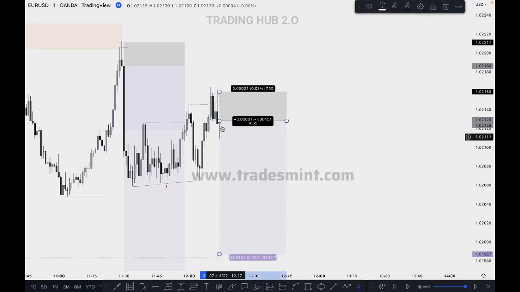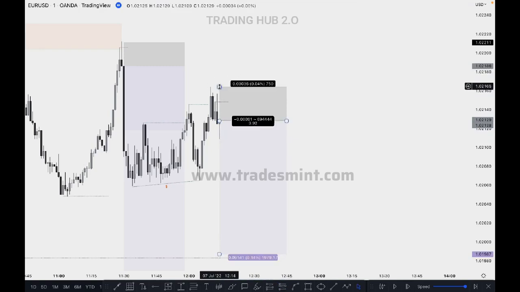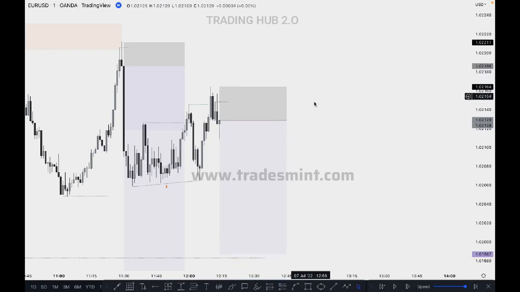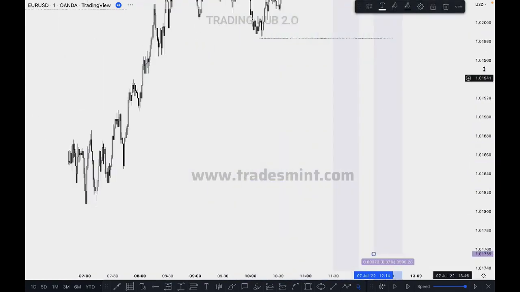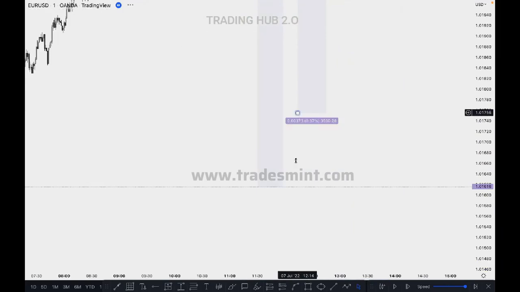And put the stop loss just above it, and the safer stop loss is above it. And our major target is our M15 low, which is here, correct.